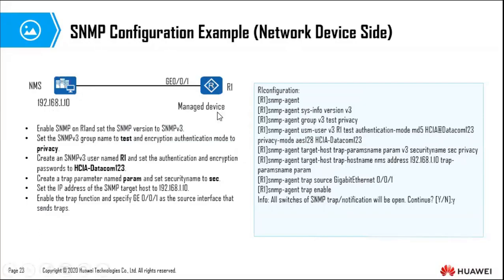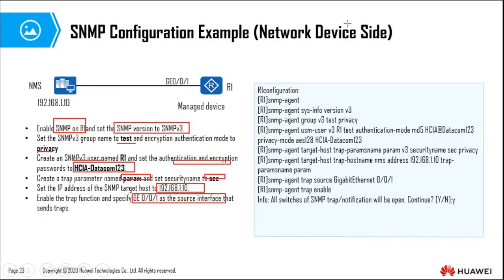So this is an example of how to configure SNMP version 3. The requirements: we want to enable SNMP on R1, then set the SNMP version to SNMP version 3, then set the SNMP group name to test, with encryption authentication mode to privacy. Then we create an SNMP user named R1, set the authentication algorithm and encryption, and the password. Then we create a trap parameter named param and set the security name to sec. We also need to set the IP address of the target host on R1, enable the trap function, and specify this interface as the source interface to send traps.